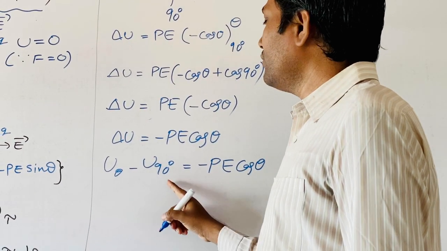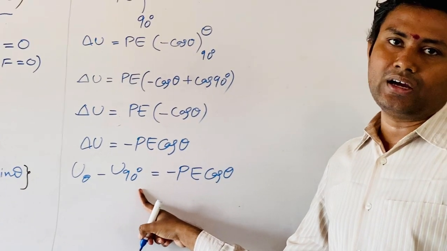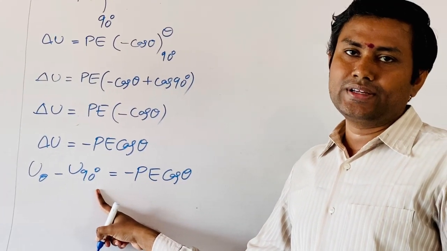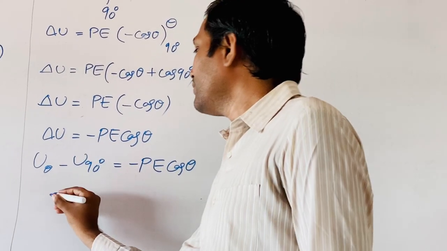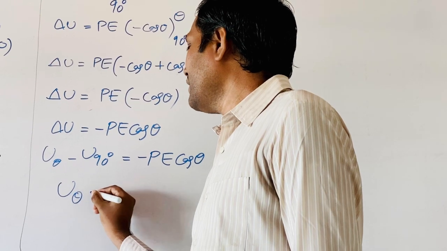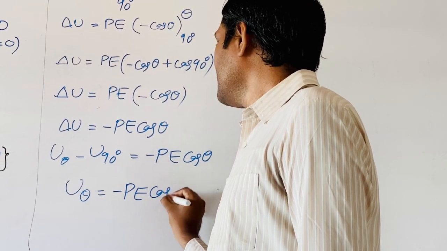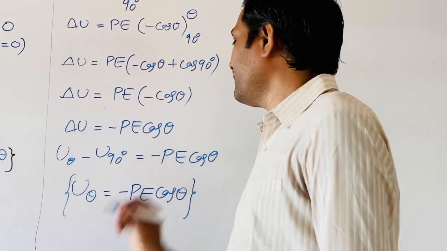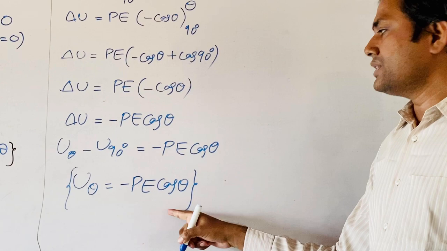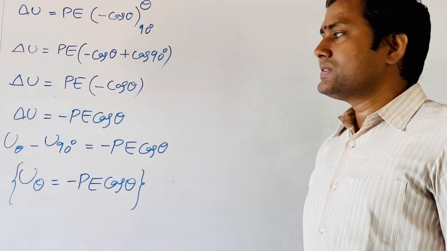So already we know when the dipole is oriented at an angle of 90 degrees with the horizontal, U at 90 degrees is 0. That's why U(theta) minus 0 we can write simply as U at any angle theta is equal to minus PE cos theta. So this is the expression for the calculation of the potential energy of the dipole at any angle theta.